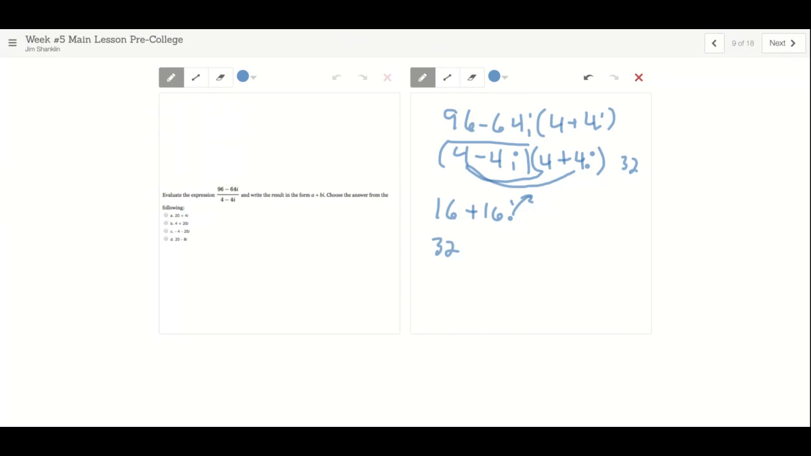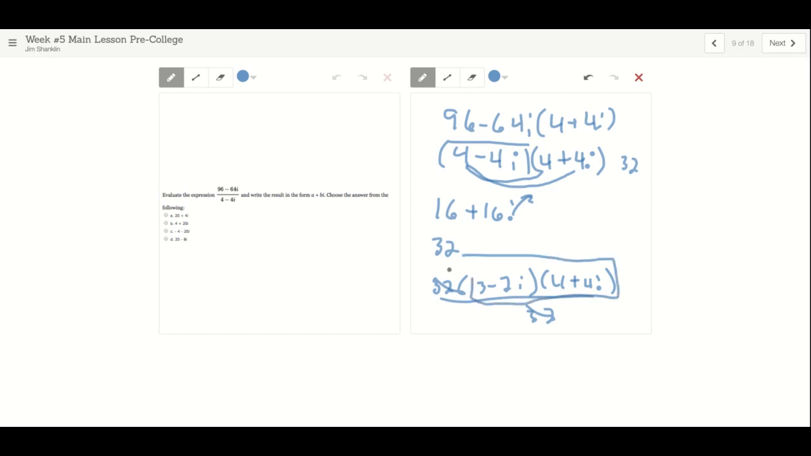Can I factor out a 32 here? 96, I think I can. I think I can factor out a 32 there. So 96 divided by 32 is 3. So I'm going to factor a 32 out of the top. That gives me 3 minus 2i, and then 4 plus 4i, right? And then I have a 32 on the bottom. Well, those are just going to cross out. So I'm going to say my answer is going to be this.